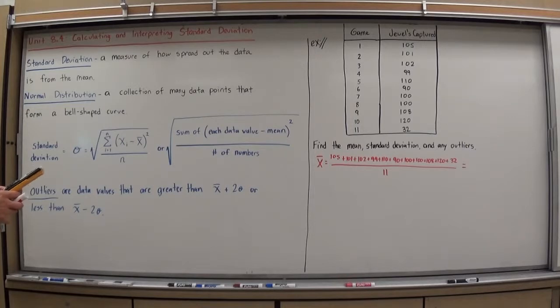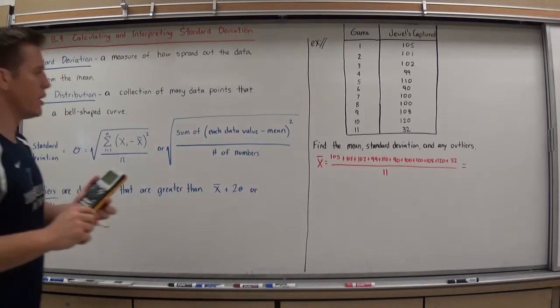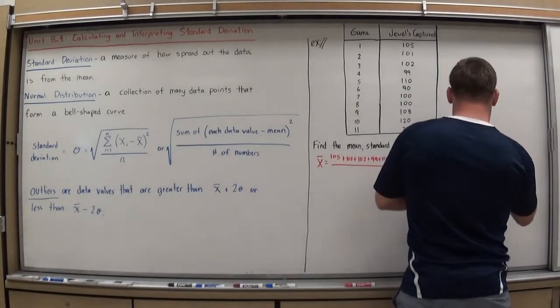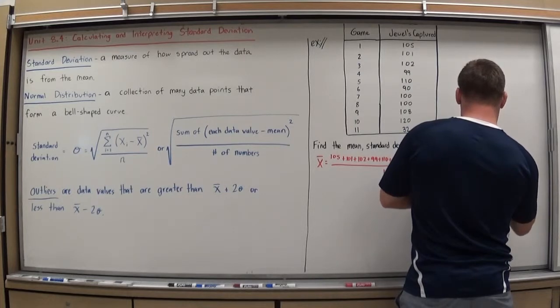But I also need to be able to do this by hand. I won't always have a calculator with me. Never know what will happen in the future. You might lose all the technology here, in which case we still want to be able to find this with our own brain and our own hands here. So adds up to 1,067.